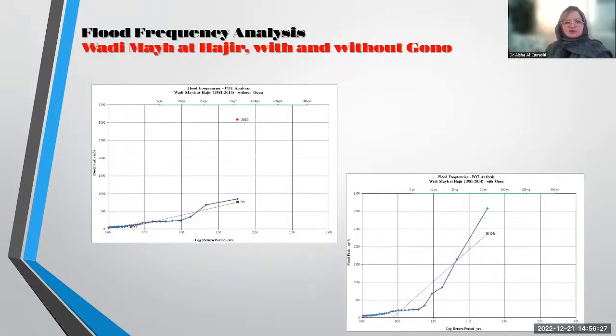This one shows the flood frequency analysis for Wadi Hajar, and it shows very clearly that the effect of Gono, including and excluding, is very high. So it's very important to update our frequency analysis and include the severe floods.